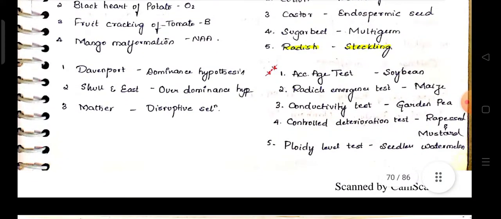Different hypotheses were given. Davenport gave the dominance hypothesis. Shull and East gave over dominance. Mather, disruptive selection.